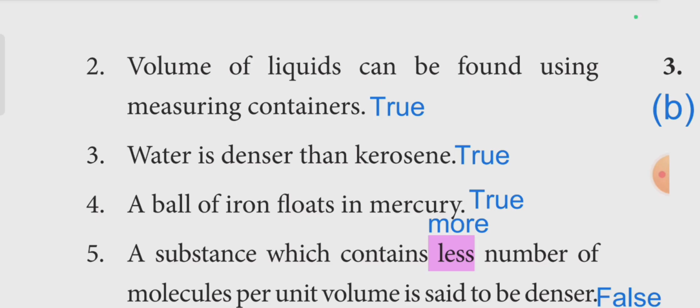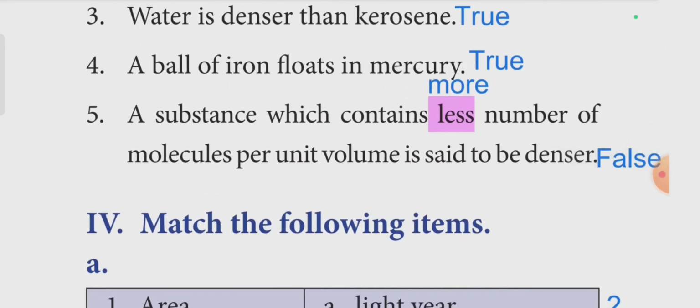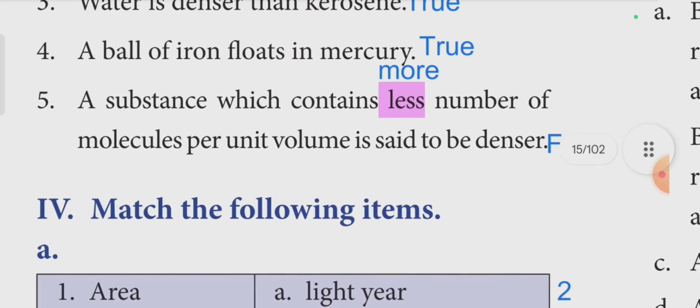True. Water is denser than kerosene. True. A ball of iron floats in mercury. True. A substance which contains less number of molecules per unit volume is said to be denser.